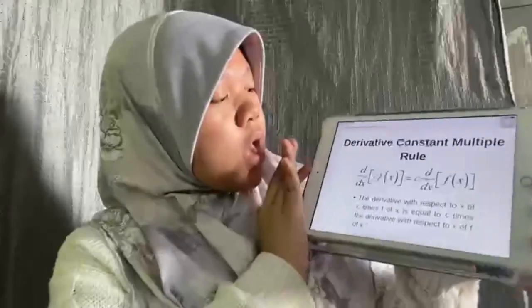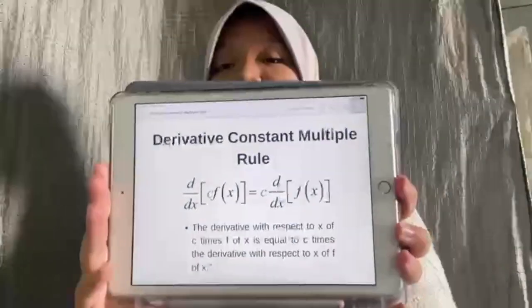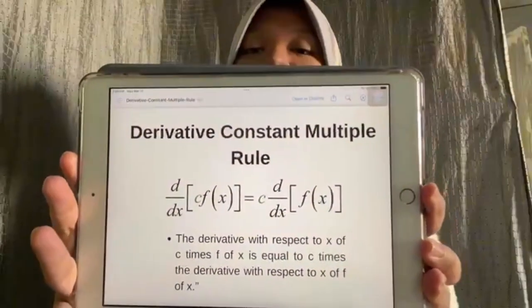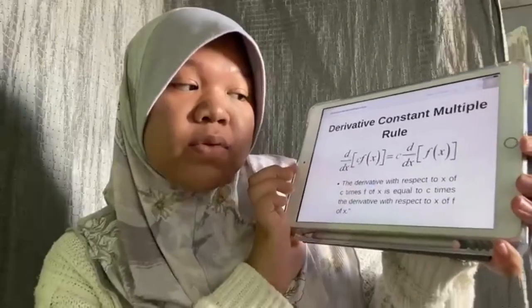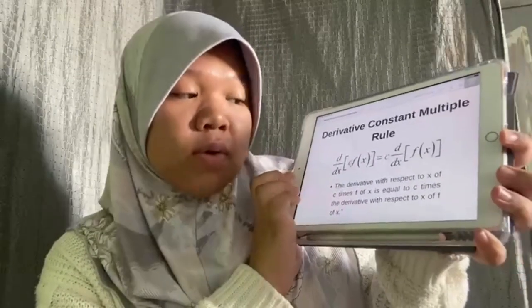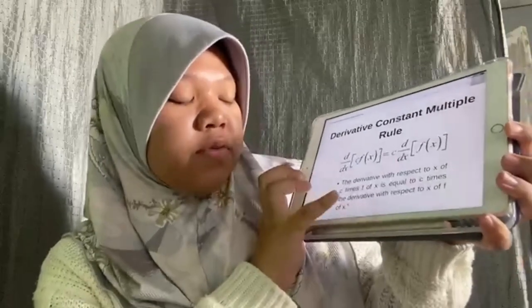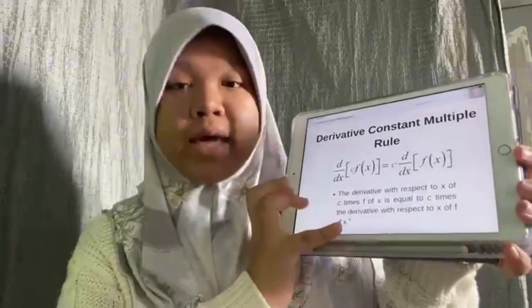Hi guys! So ngayon, dumako naman tayo sa susunod na rule na tinatawag na derivative constant multiple rule. So, ito po yung formula natin. So, itong formula natin is the derivative with respect to x of c times f of x is equal to c times the derivative with respect to x of f of x. Pero bago tayo magsimula, ano nga ang derivative multiple rule?